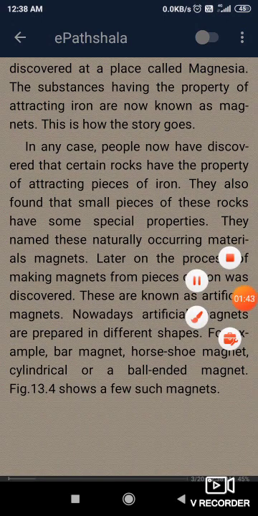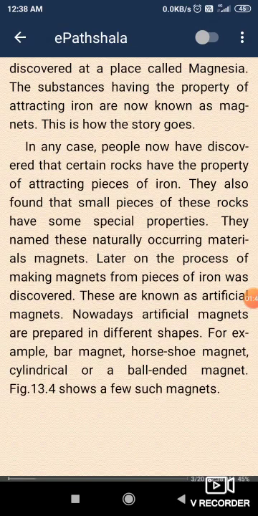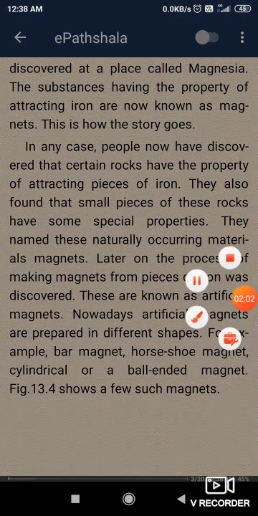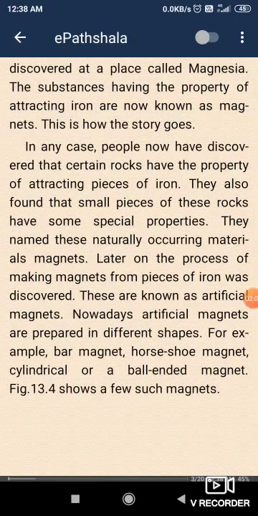Magnetite contains iron. Some people believe that magnetite was first discovered at a place called Magnesia. The substances having the property of attracting iron are now known as magnets. Later on, the process of making magnets from pieces of iron was discovered. These are known as artificial magnets. Understood?